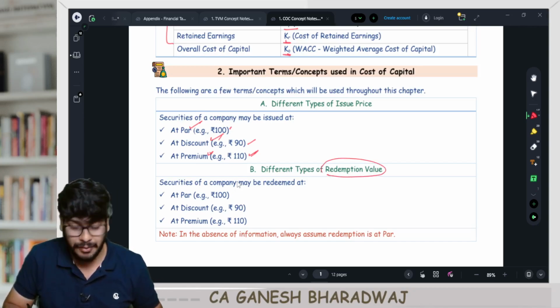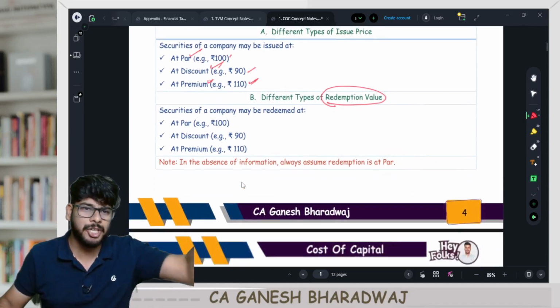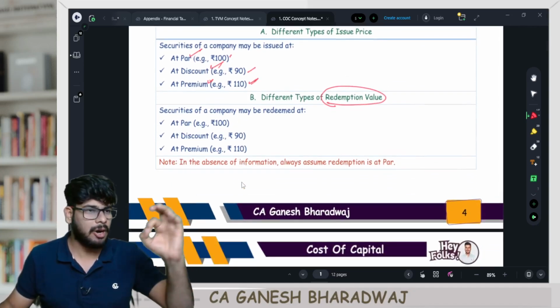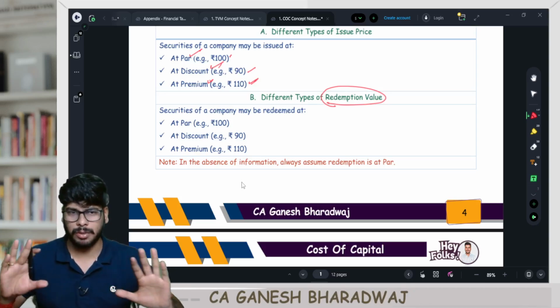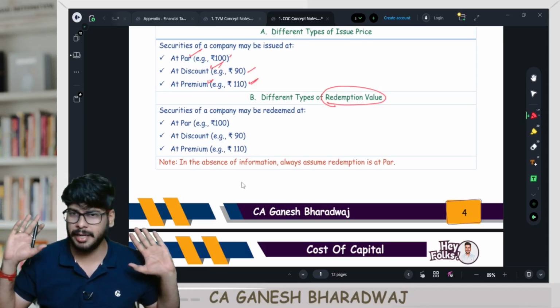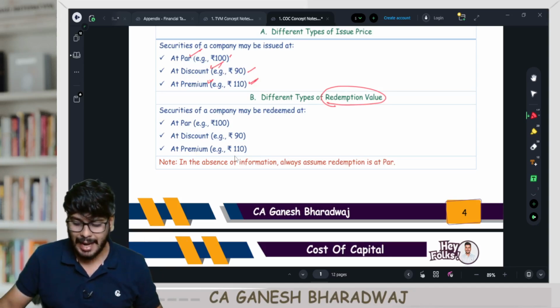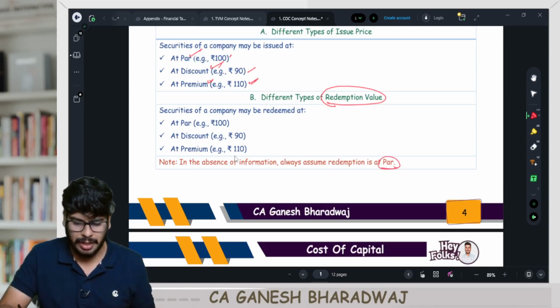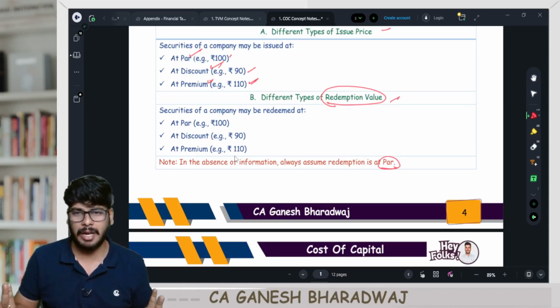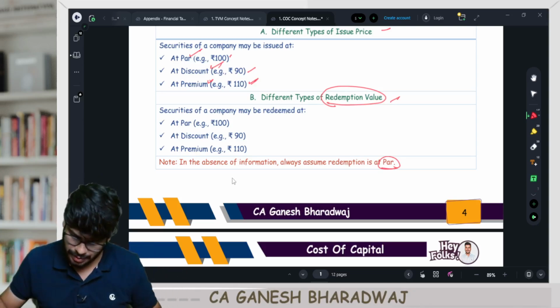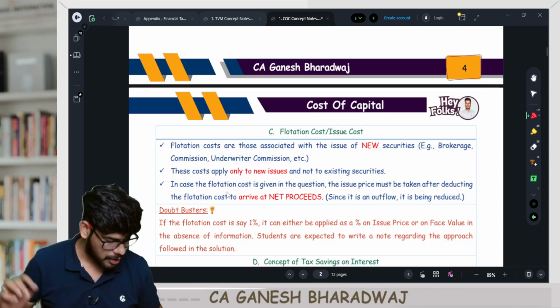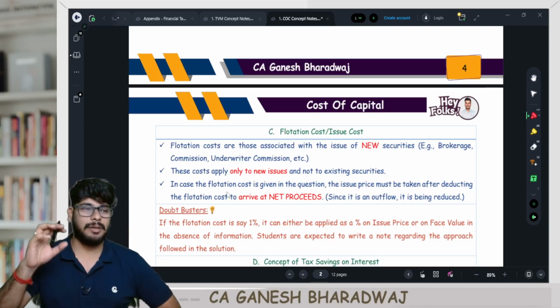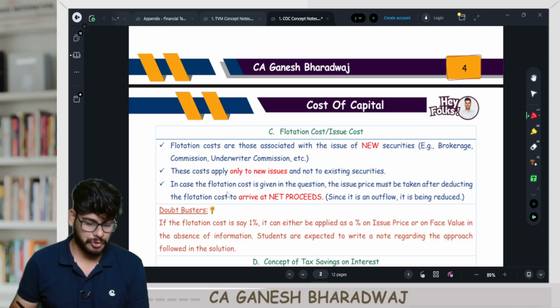Similarly, there are different types of redemption value. Even the redemption can happen either at par, at a premium, or at a discount. Agreed on this? Fine. In the absence of information, what do we assume? We always assume that it is happening at par, right? Nothing is given, so you can assume that both the issue price and the redemption value are at par. It's a very normal and standard assumption. Perfect.